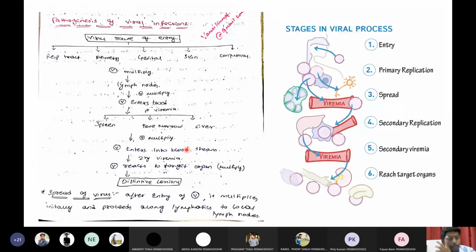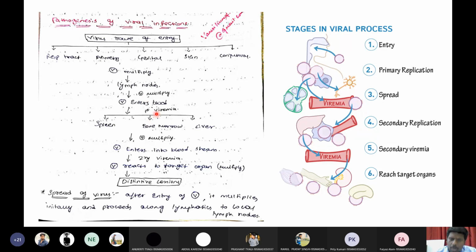Then we discussed viral pathogenesis. In viral pathogenesis, we have the route of entry. The virus can enter through the respiratory tract, alimentary tract, genital tract, skin, or conjunctiva. Then it will replicate there and gain access into the nearby lymph nodes, replicate in the lymph nodes, and start entering into the blood. Once the virus enters the blood, this stage is called primary viremia.